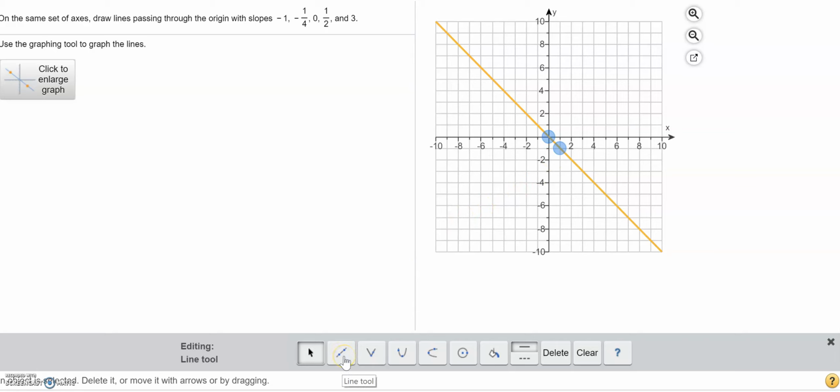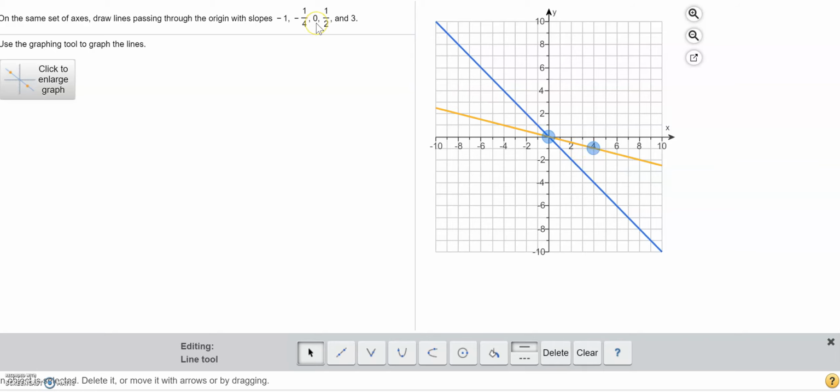And then I want to go ahead and grab the graphing tool again, and I'm going to graph a second point. So now I want to again start at the origin. So I'm jumping now to the second slope, -1/4. I'm going to start at the origin, and then I'm going to go down 1 this time and over 1, 2, 3, 4. Plot a second point.